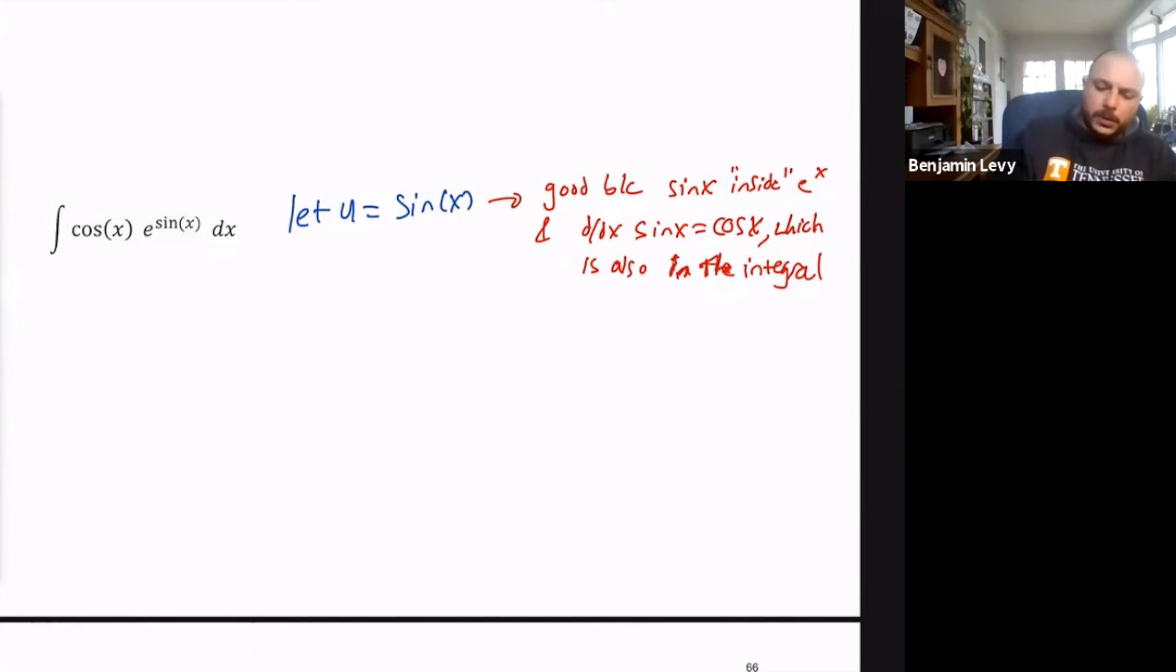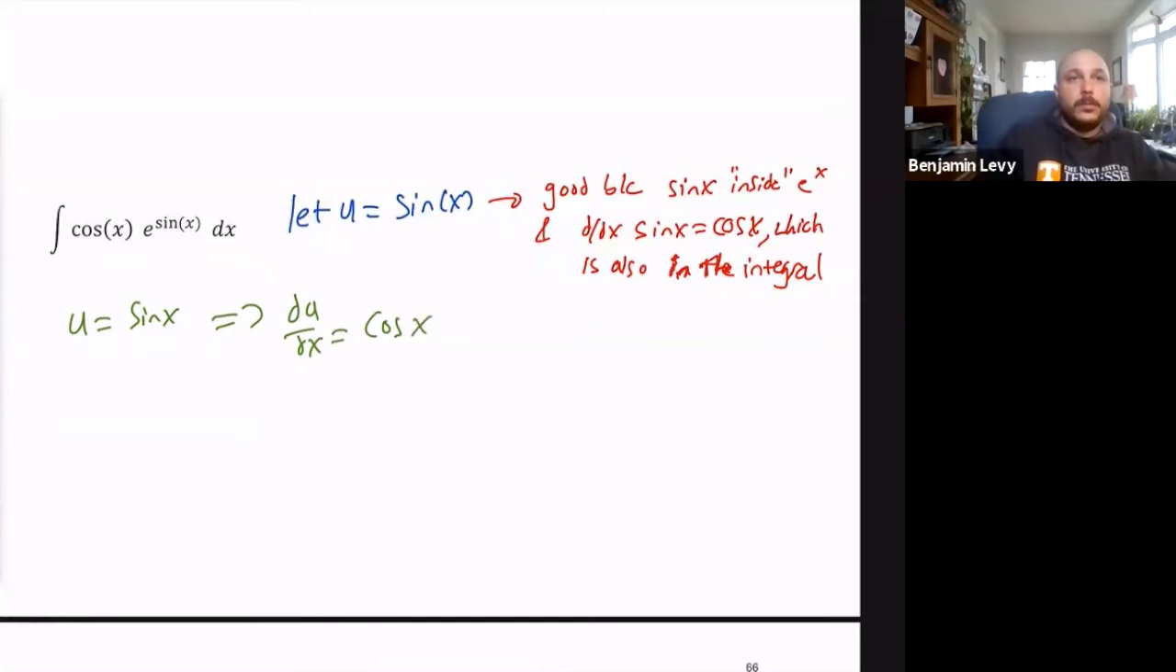All right, let's do it then. So u is sine. Differentiate it. du is cosine. And then solve for du.